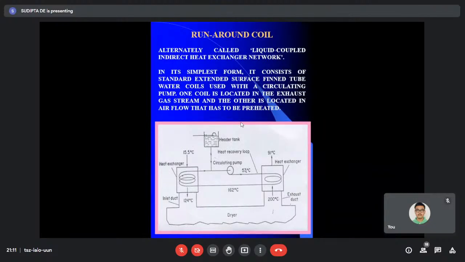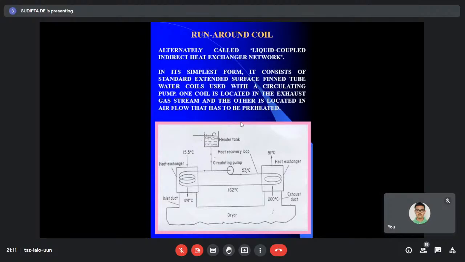With this, I can just cover one more very simple device. It is called a run around coil. If you look at the picture, it's a very simple device, but very effective also. You have two constant flows of gas, in two side-by-side channels, not very close, but within a manageable distance. Manageable means within several feet, not more than that.